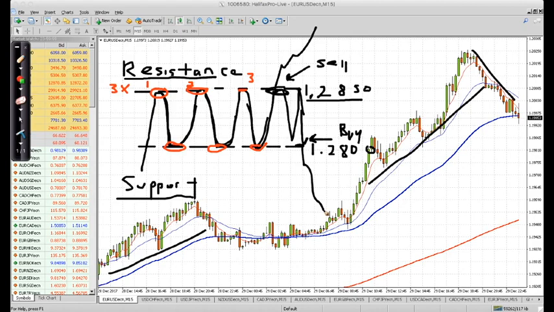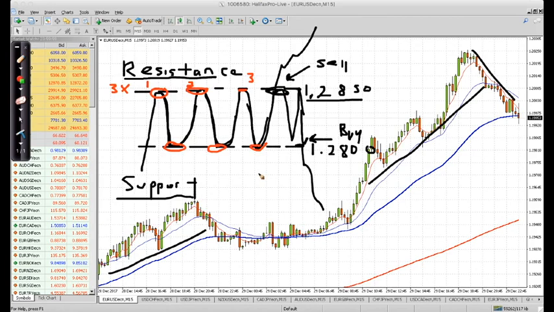So when you're wrong, you lose 1 R. When you're right, you make 1 R, or you make more than 1 R, you make 1.5 R or 2 R. And that's our whole point here, finding areas where there's a probability of a price reversal. So that's resistance and support levels.